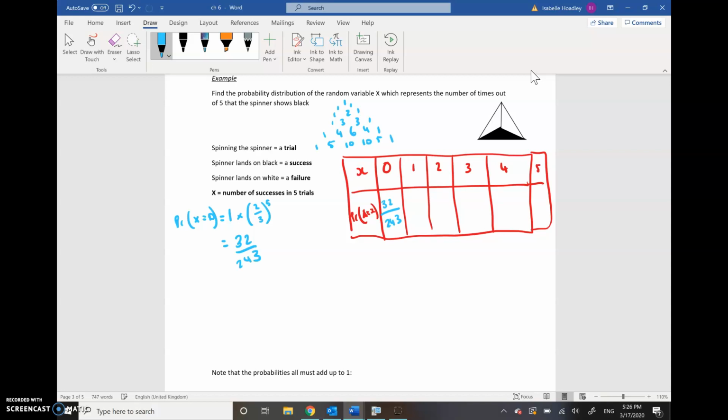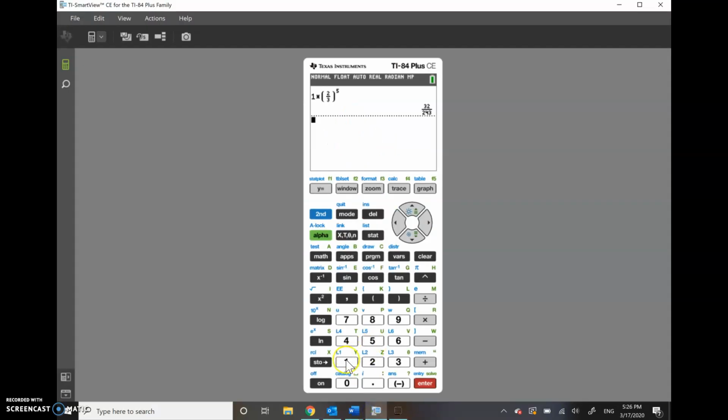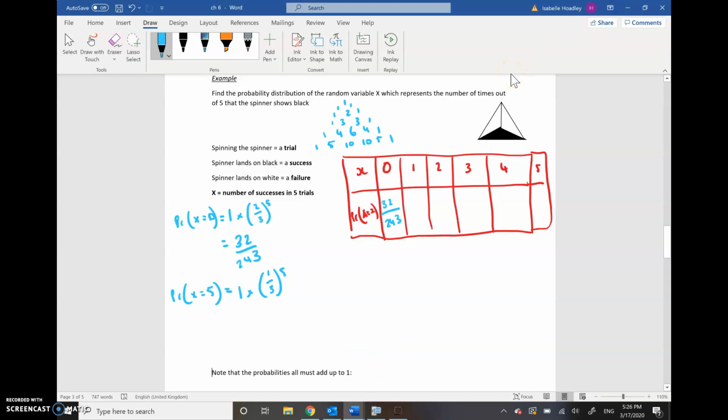Now the probability of x being 5 is going to be still 1 times, but now the probability is going to be of success, not of failure. So it's going to be where we've got 2/3 to the power of 5. I'm just going to edit this to make that 2/3, enter, we get 32 out of 243.